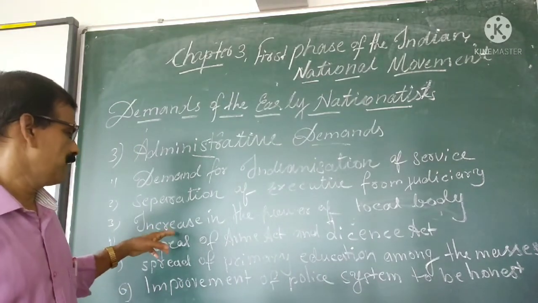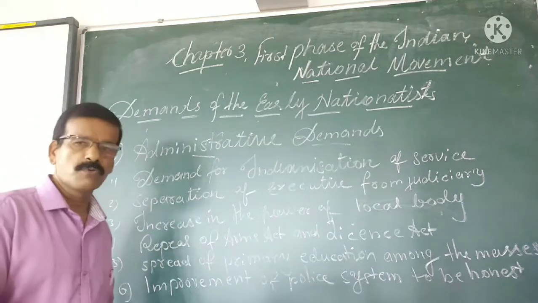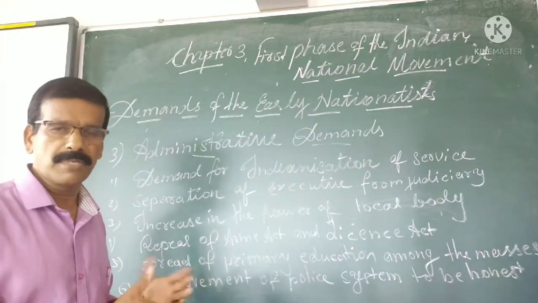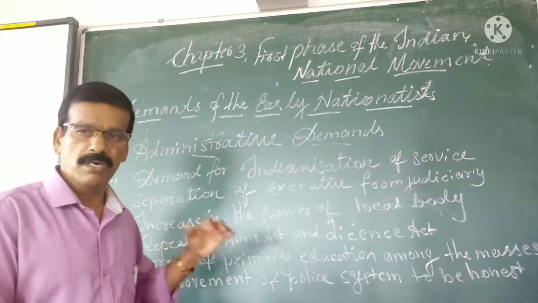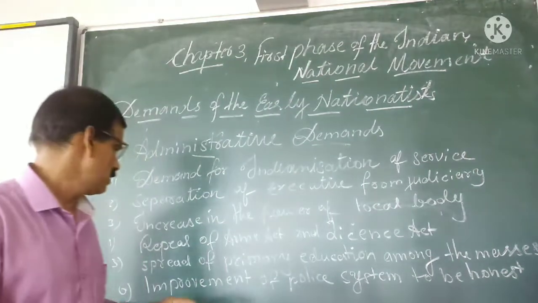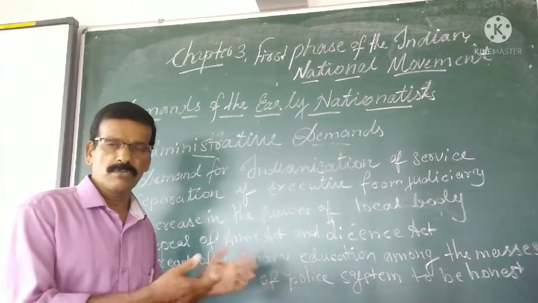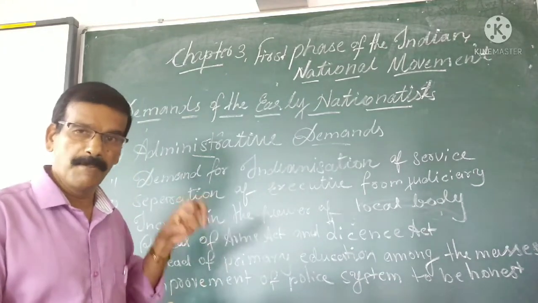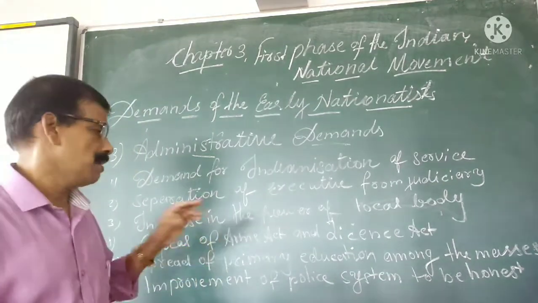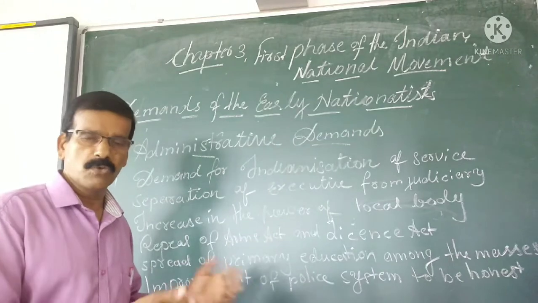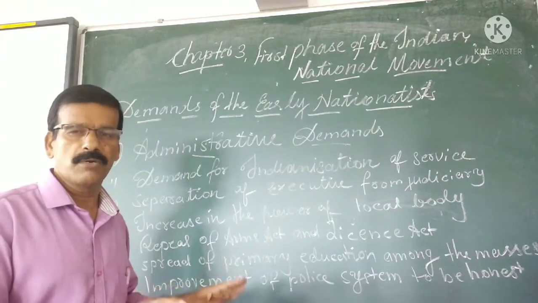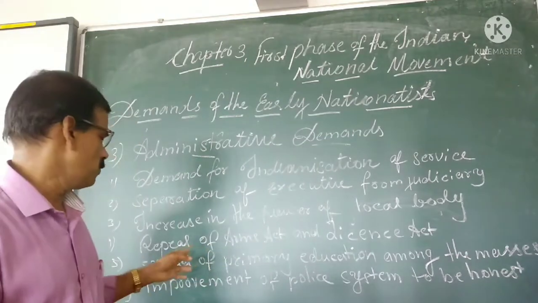And yet another is the increase in the power of local bodies, and at the same time reducing the government control over the local bodies. Next is the repeal of the Arms Act and the License Act. So it was Lord Lytton who imposed the Arms Act and the License Act. According to that, Indians are not allowed to carry any weapons, so that was to be repealed.